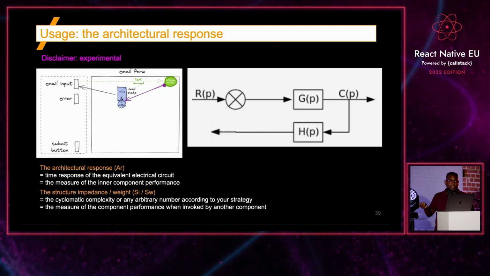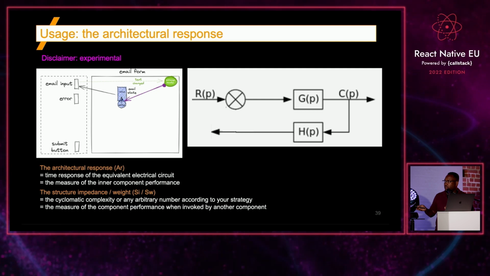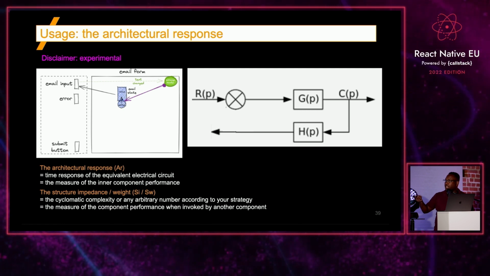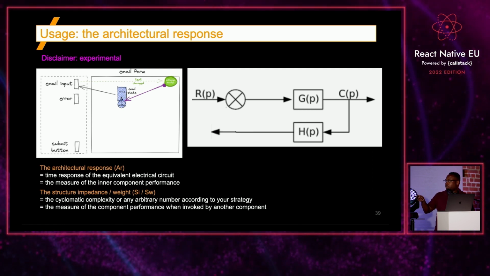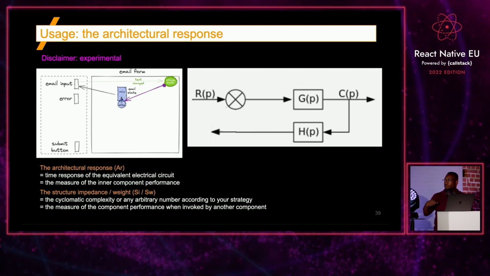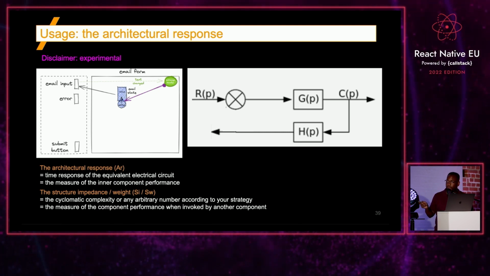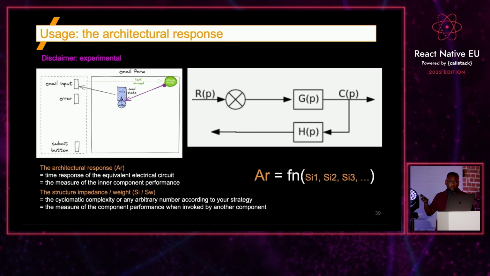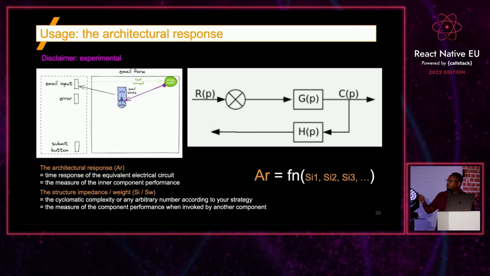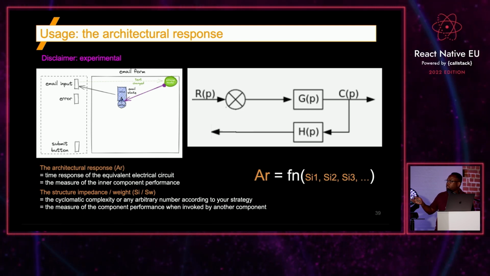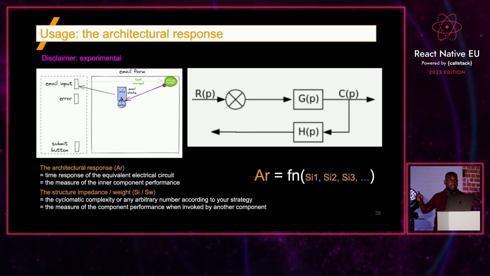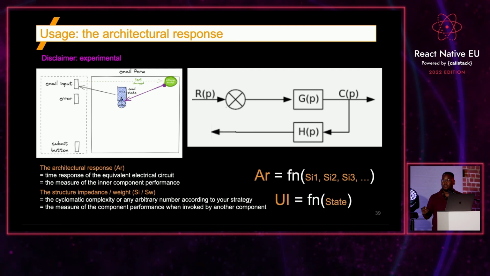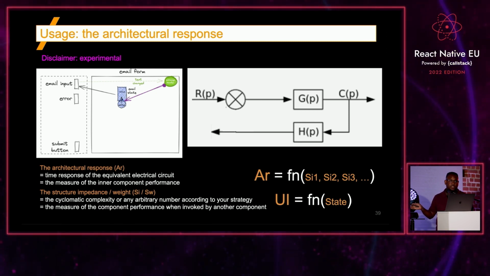And we could use the cyclomatic complexity or any arbitrary number according to your computational strategy. And this element will measure the component performance when invoked by another component. By doing this, we have just introduced a new formula, sorry, that says that the architectural response is a function of the different structures' impedance. And you can recognize that it's just a generalization of the known function: UI equals function of states.